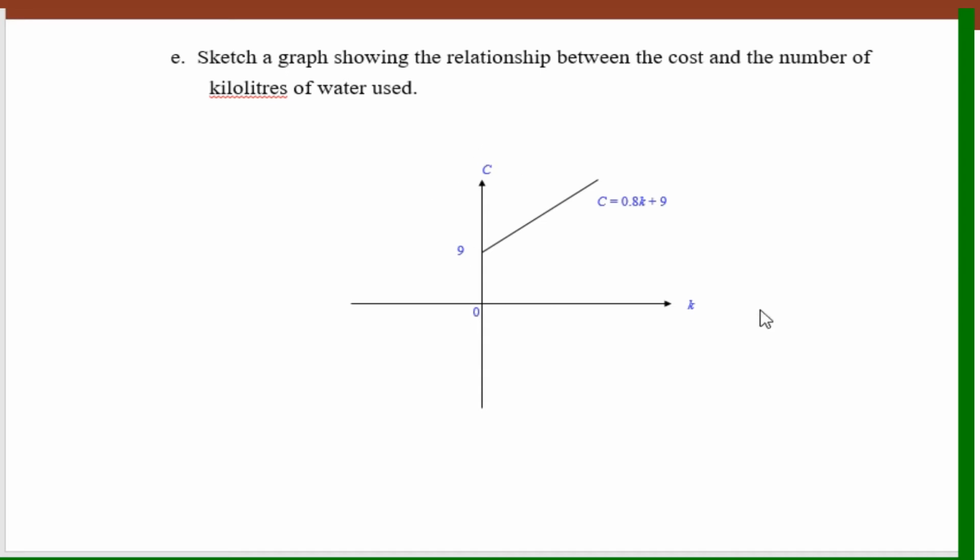You draw your axis, C, K. Gradient positive, line goes up. 9 is your y-intercept. 9 here, your line goes up. That's it. 3 marks for this in the exam, all right?